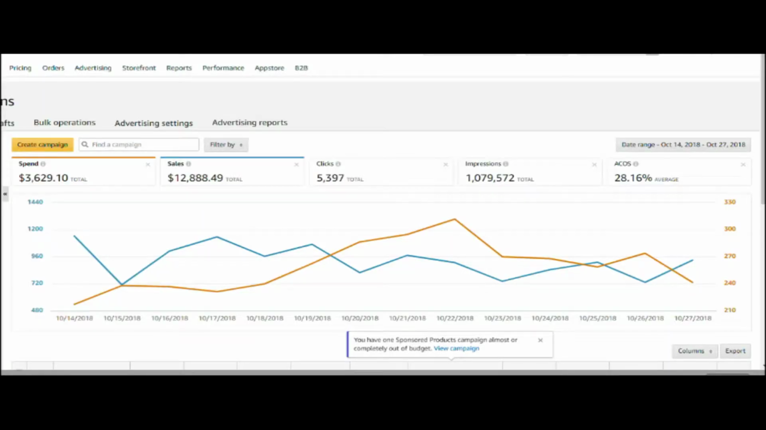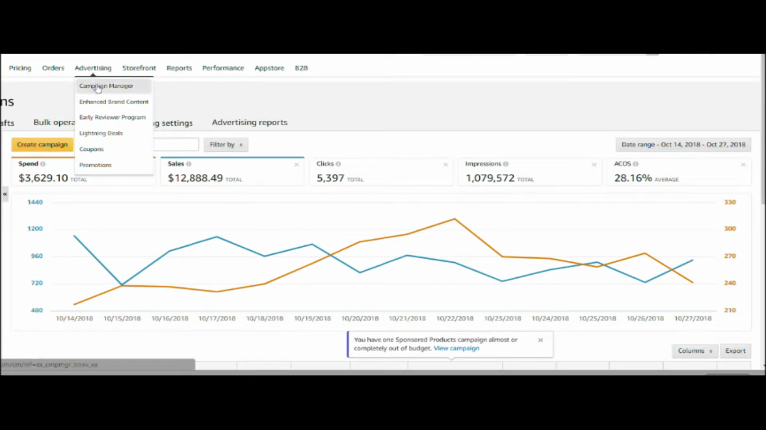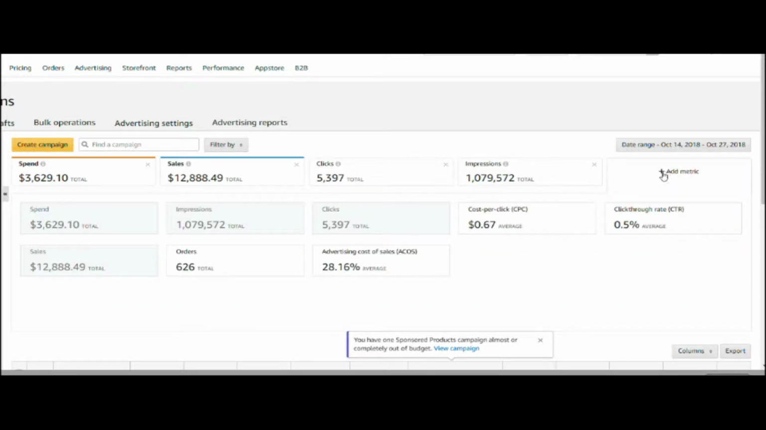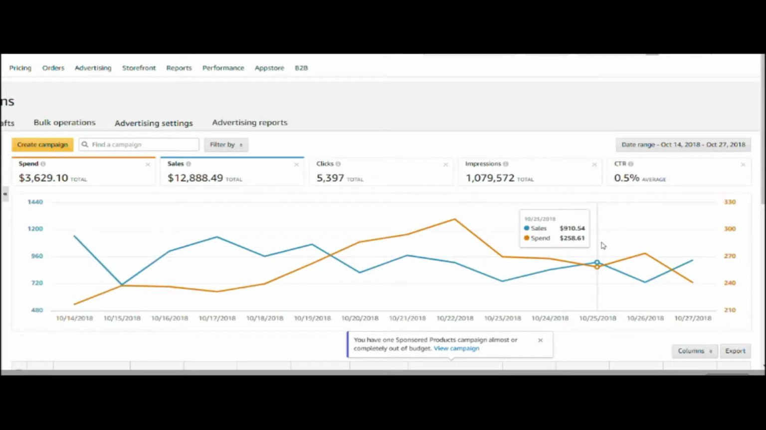We'll start with just a quick review on your advertising. If you're following along, just go to your advertising and campaign manager and it's going to pull up your advertising. Real quick, on the left here is going to be your spend and your sales, clicks, impressions, and ACoS. And now these are some of the metrics that I have pulled up.